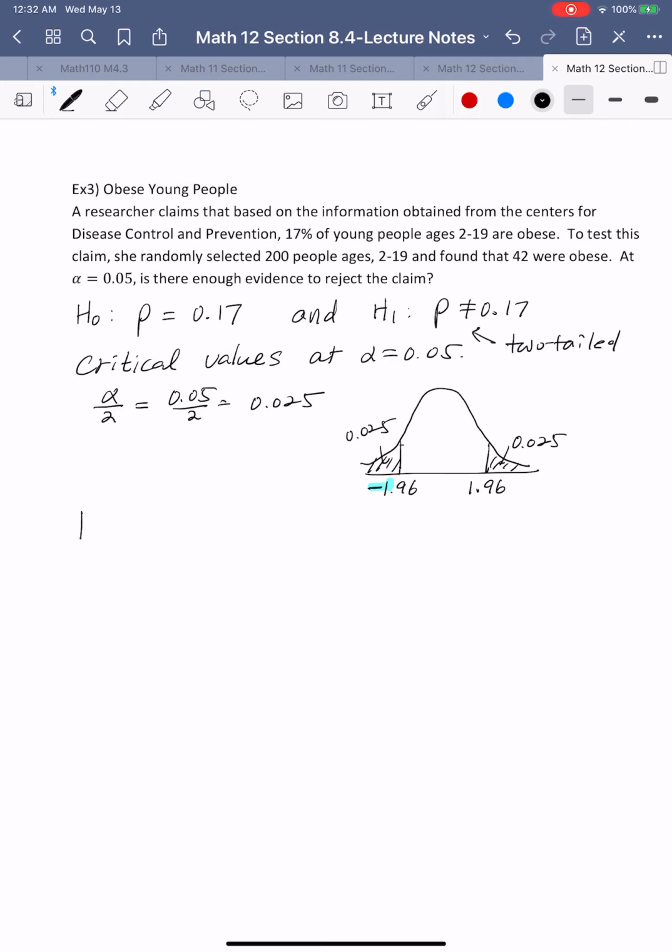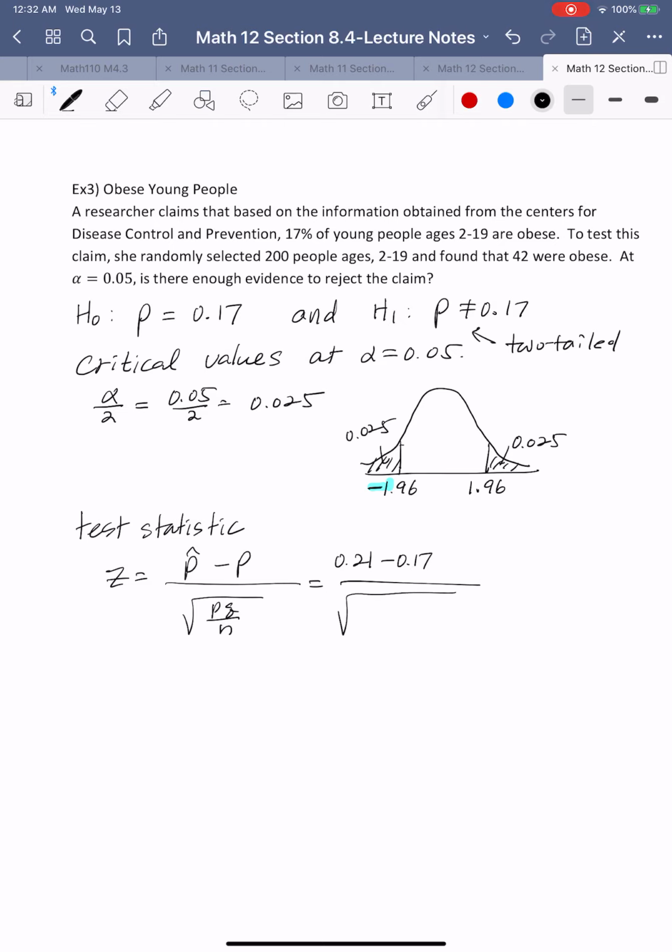All right, now the test statistic, which is z equal to p-hat minus p over the square root of pq over n. Plug it in: 0.21 minus 0.17 over the square root of 0.17 times 0.83 divided by 200, which equals 1.51. So where does 1.51 go? It's still less than 1.96, so it does not fall in the critical region.